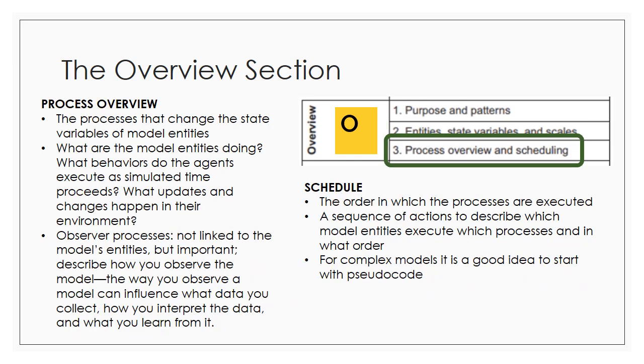The final part of the overview section is the process overview and scheduling. The process overview contains the processes that change the state variables of our model entities. Here we are answering questions like, what are the model entities doing? What behaviors do the agents execute as our simulated time proceeds? And what updates and changes happen in their environment?